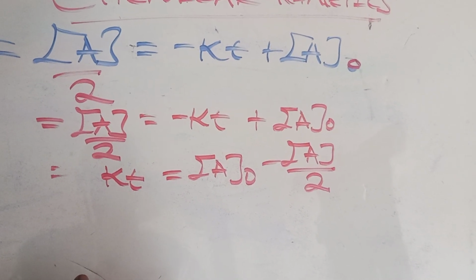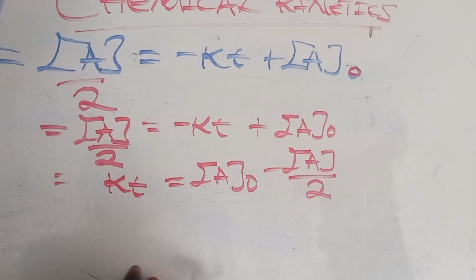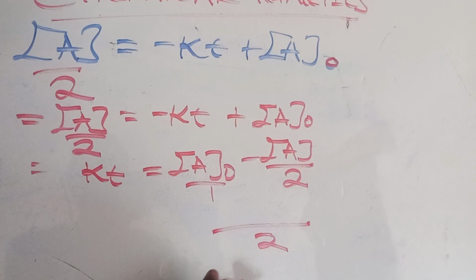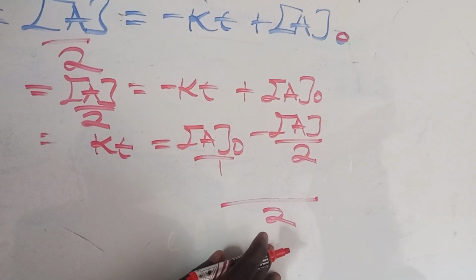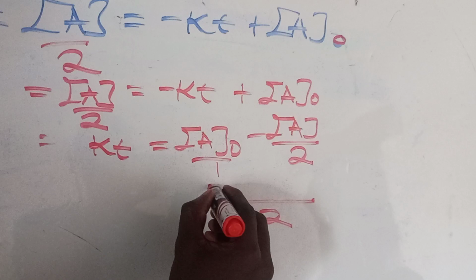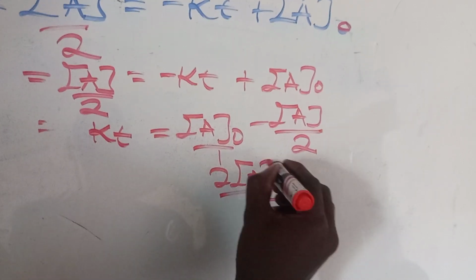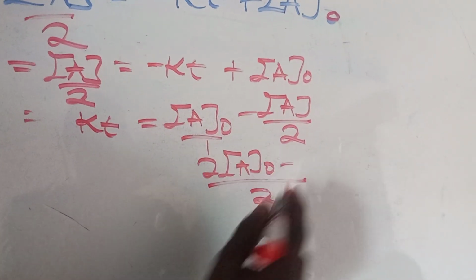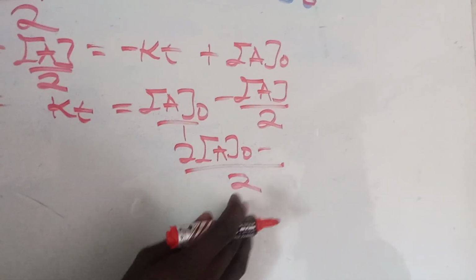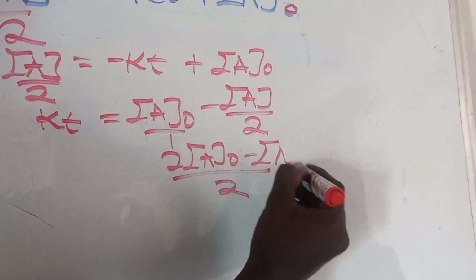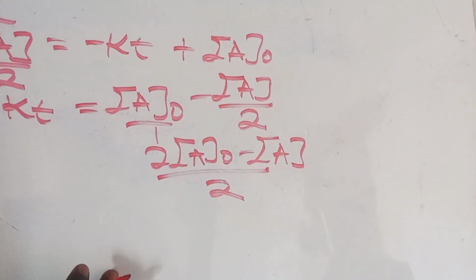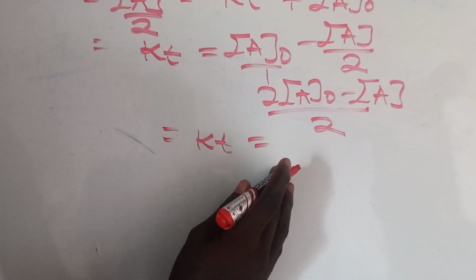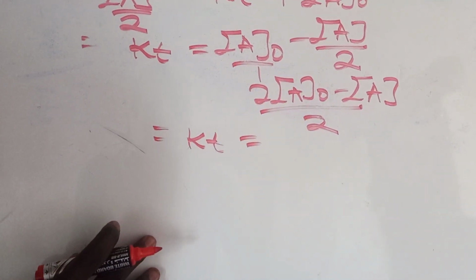What will happen there? We're supposed to apply some mathematics. So over 1 there, then divide by 2. That means this is a common denominator. 1 times 2 is 2. 2 times initial concentration of A, we're going to have initial concentration of A. Then what operation sign do we have there? We have a negative. 2 over 2, we're going to have 1. 1 times concentration of A, we're going to have concentration of A there. Then we have rate constant times time there is equal to initial concentration of A minus A.